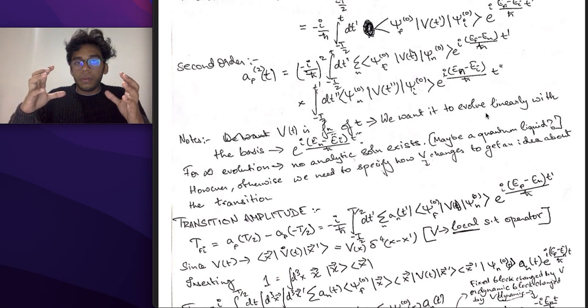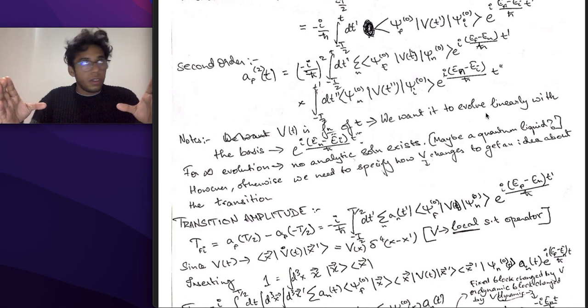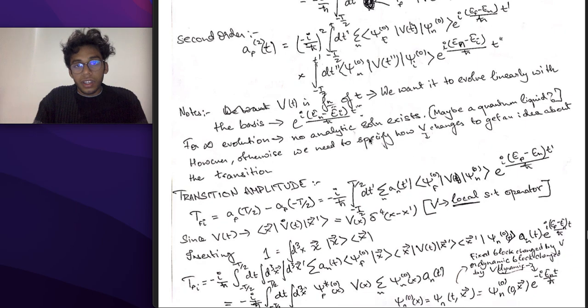So your potential that is changing with respect to time is also changing as linearly as possible. So when you have this kind of linear change encoded, that means you have simpler transformations involved. And yeah, so this is the idea.